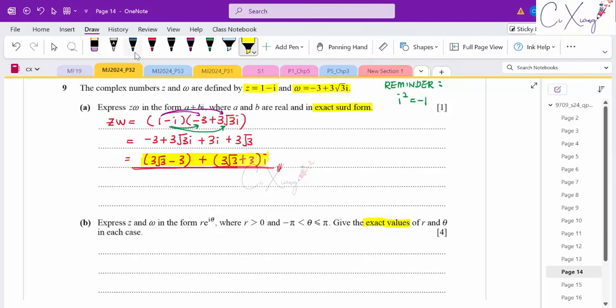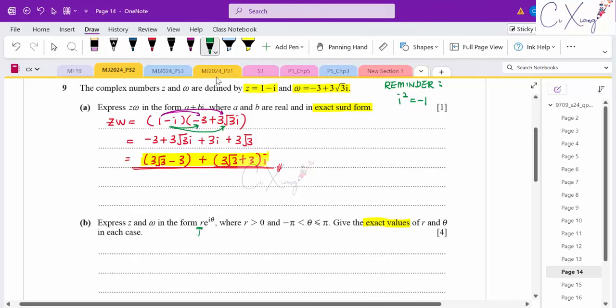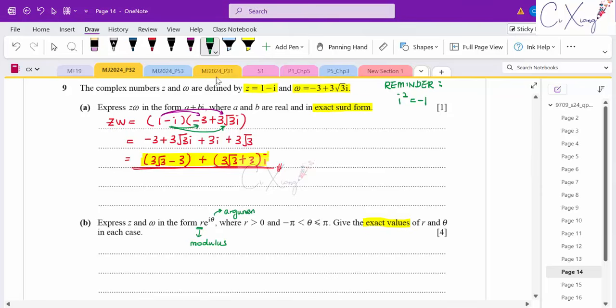Before we continue, let's have a look at the r. The r here means the modulus of the complex number, and the theta here will be the argument of the complex number itself. That means we need to find the modulus and argument for the respective complex number, then we rewrite it into exponential form. All right, let's start.